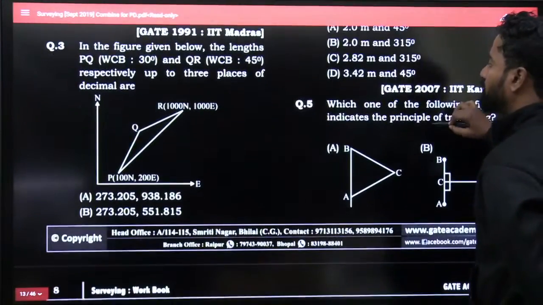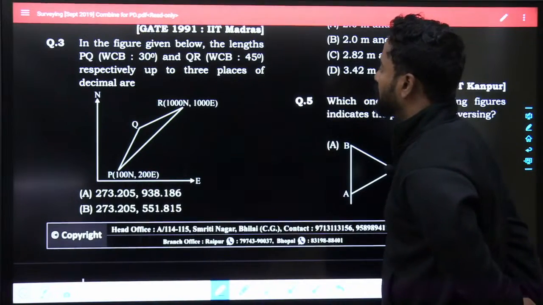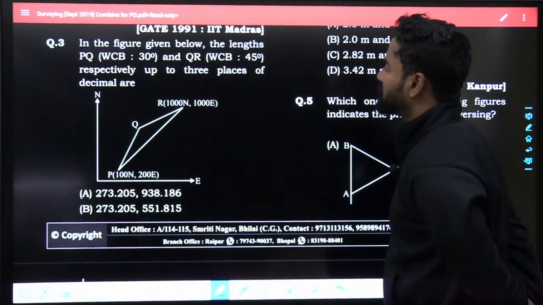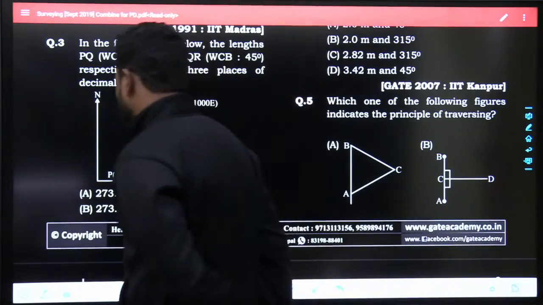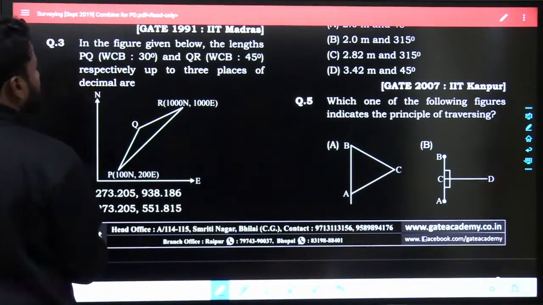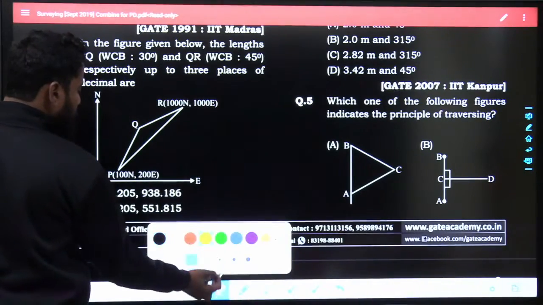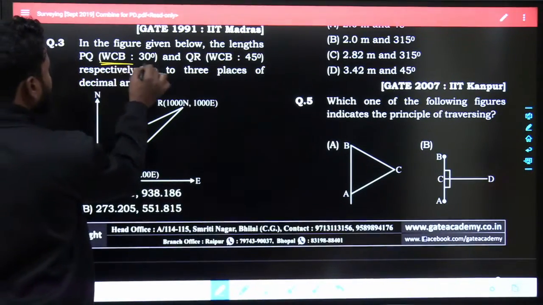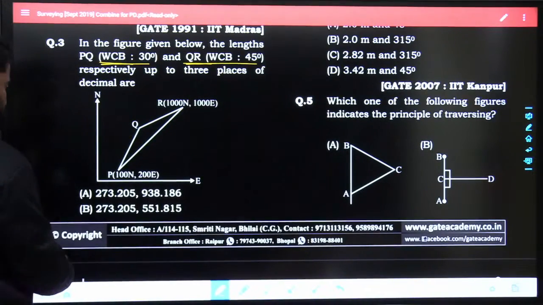Next question given to you is, in the figure given below, lengths PQ and QR respectively up to the 3 decimal places are. The lengths PQ and QR he is asking up to the 3 decimal places. Whole circle bearing of PQ is 30 degrees. Whole circle bearing of QR is 45 degrees.